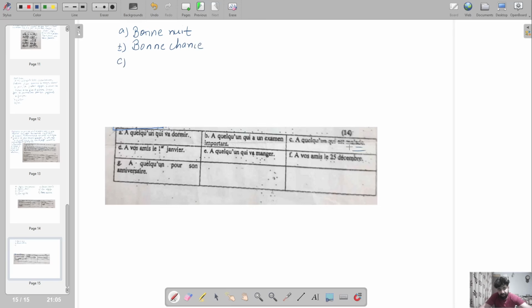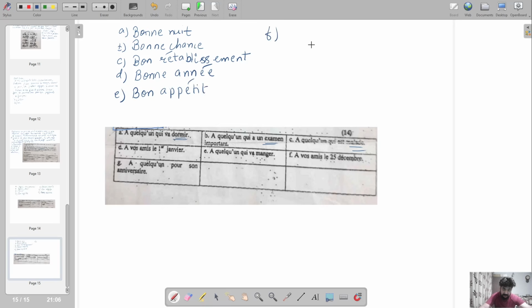Even in the comment section, you can write this. Then the next one is about the sick person. So who is sick? We call it rétablissement. Okay, rétablissement. Then for the another one, 1st of January. What do we call it? We just wrote bonne année. Then for the one who is going to eat, bon appétit. Then on 25th December, we call it Joyeux Noël. Then the last one is about anniversary. So Joyeux anniversaire.